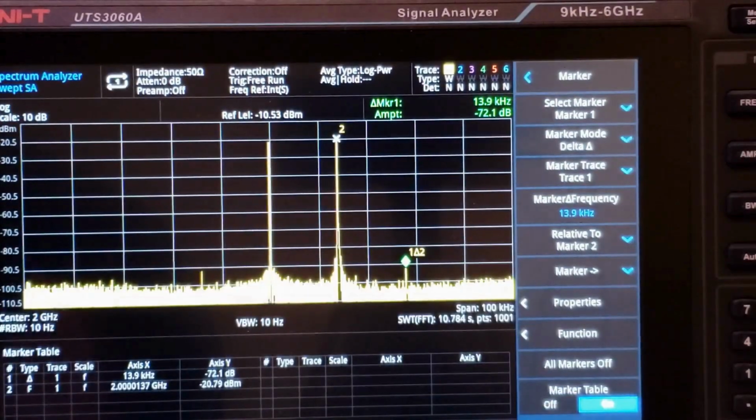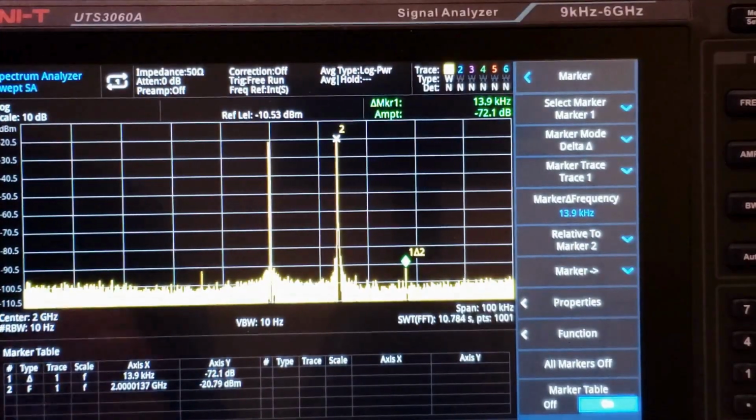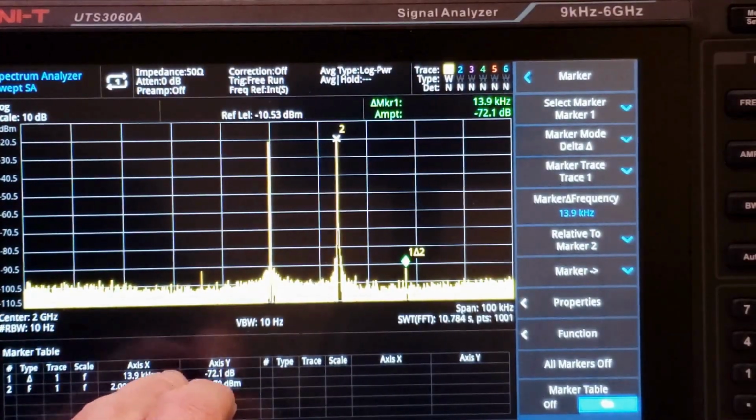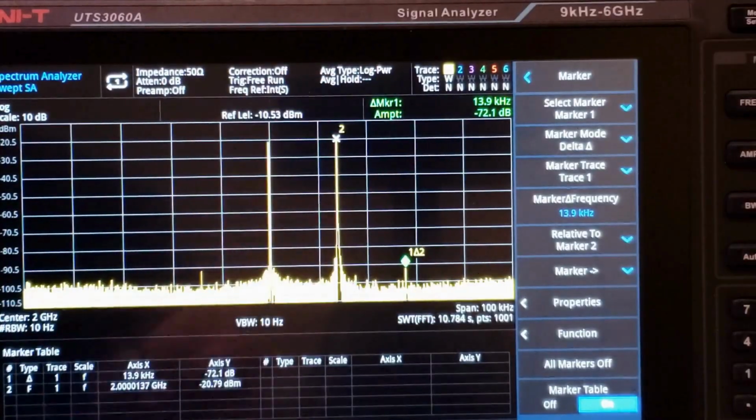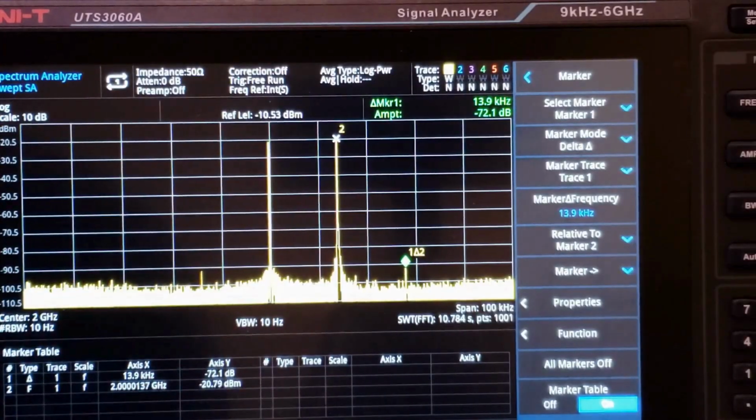I stop the trace and enable the marker table so you can see things a little bit more clearly. And you can see here, essentially we have this peak frequency at 2 GHz, that's at minus 20.79 dBm. And then we have this delta marker, which is 13.9 kHz away from the main peak. And with respect to the main peak, the amplitude is at minus 72.1 decibels. So this essentially is a dBc figure.